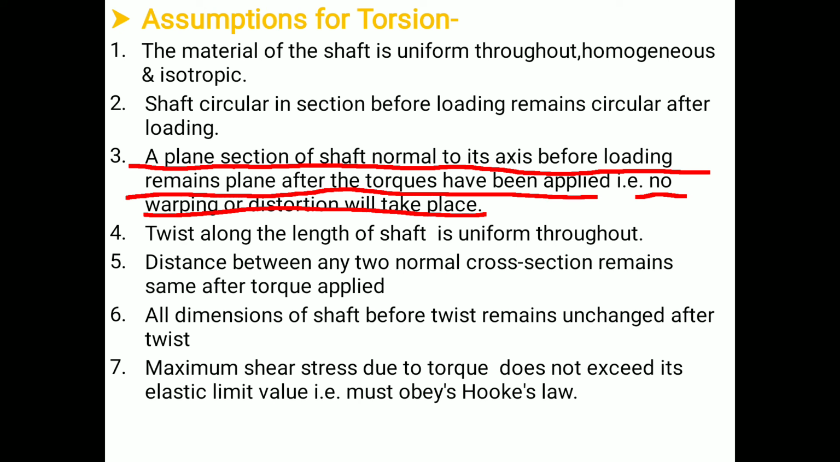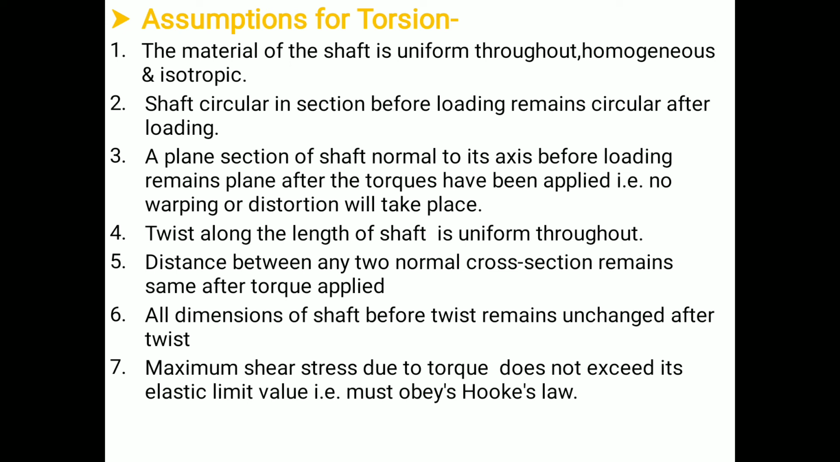As discussed in the second assumption, it is the same as the third one. So a circular shaft will remain as it is just before and after applying the load. That is, no warping and distortion will take place. Fourth assumption is that twist along the length of the shaft is uniform throughout. So when we apply a twisting moment at both ends or one end, the twisting of that particular shaft takes place, and that twist along the length of the shaft is uniform throughout. This is the assumption.